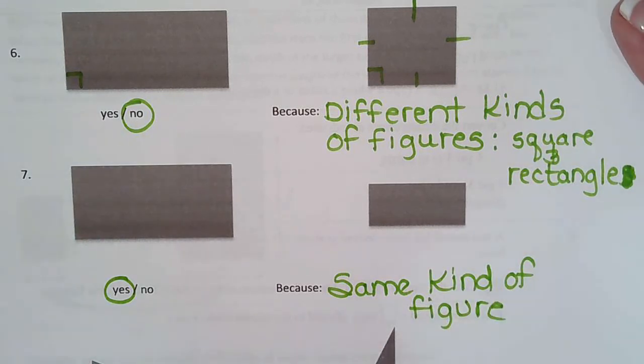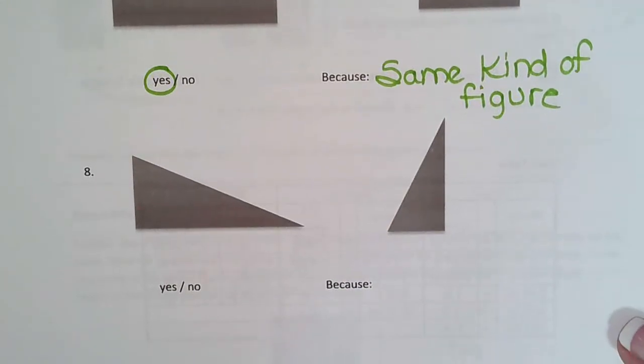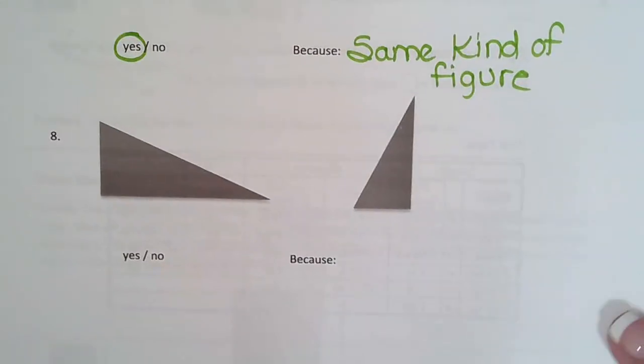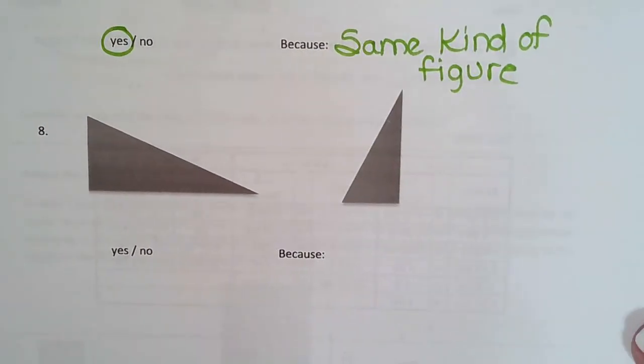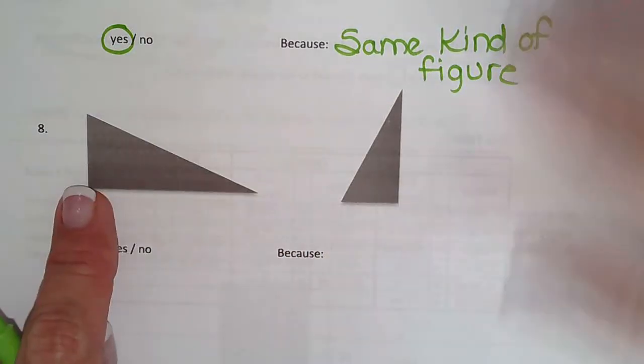So they appear to both be rectangles. And the last one, this one tricks a lot of students. This is a yes, because if you turn this triangle around, so look at this one. Now look at this one. See, they look to be the same.